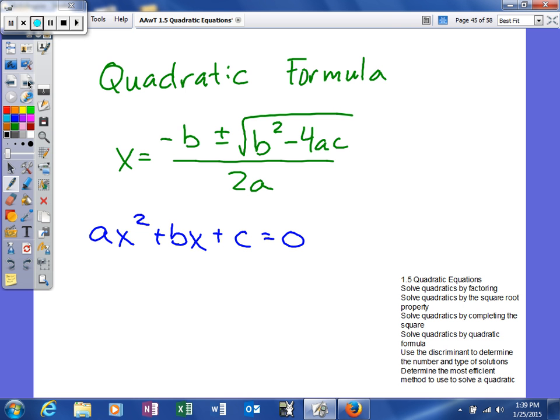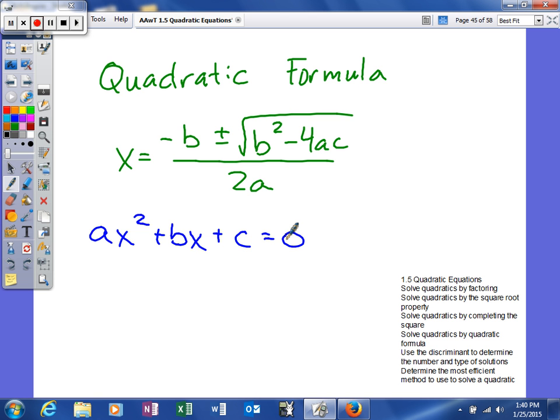You probably need to memorize it. You get x equal to negative b plus or minus the square root of b squared minus 4ac all over 2a. And of course, all the letters are from the nice little general form there, ax squared plus bx plus c is equal to 0. So make sure when you're using the quadratic formula you have it set equal to 0 first, and then figure out what a, b, and c are.